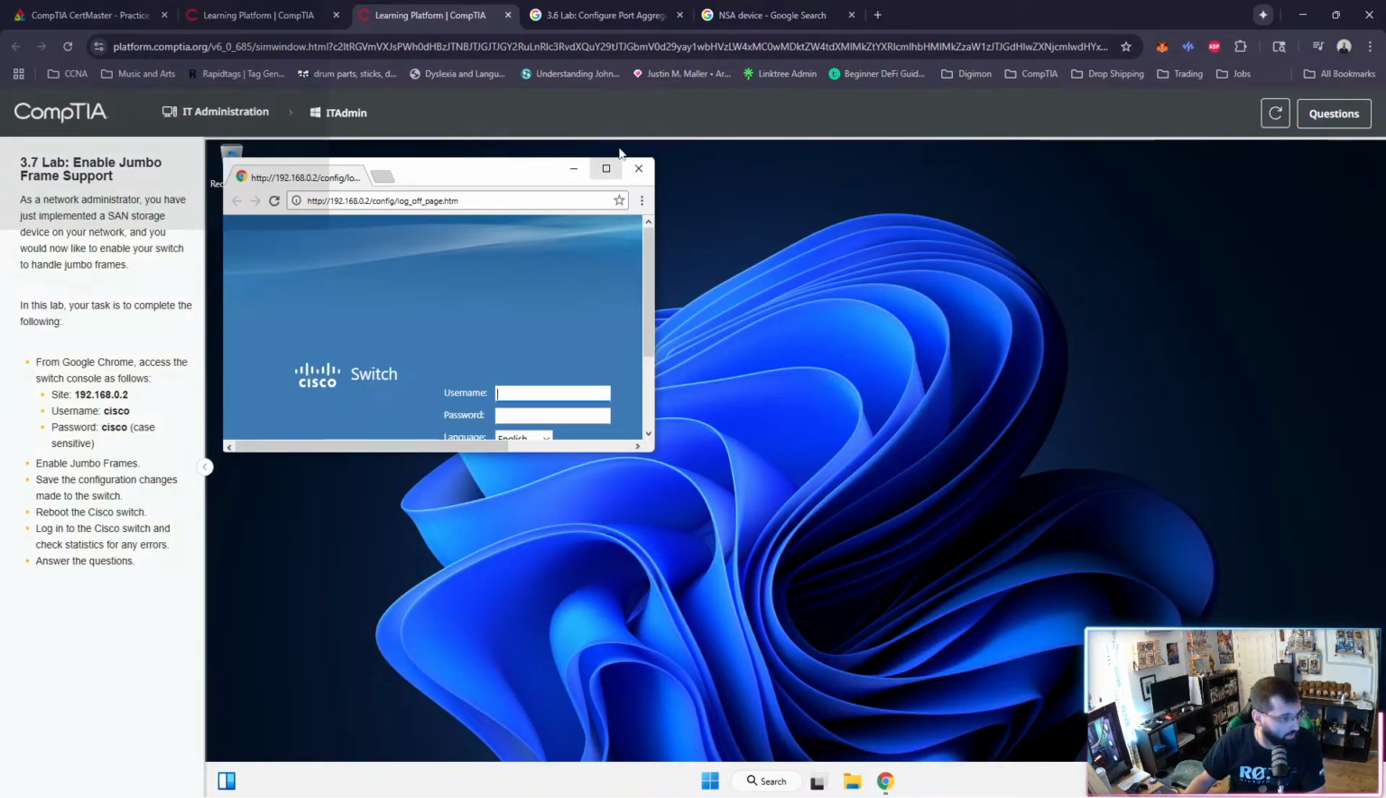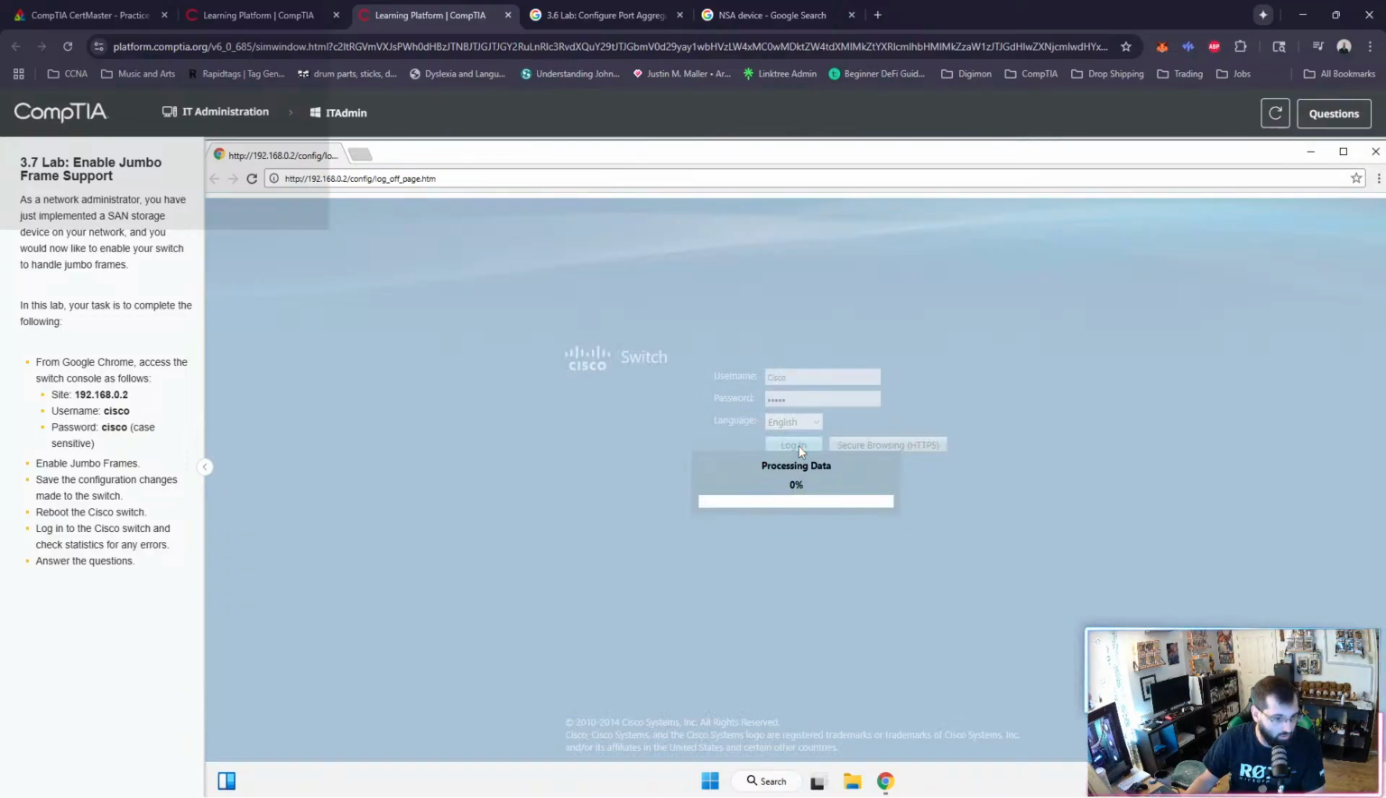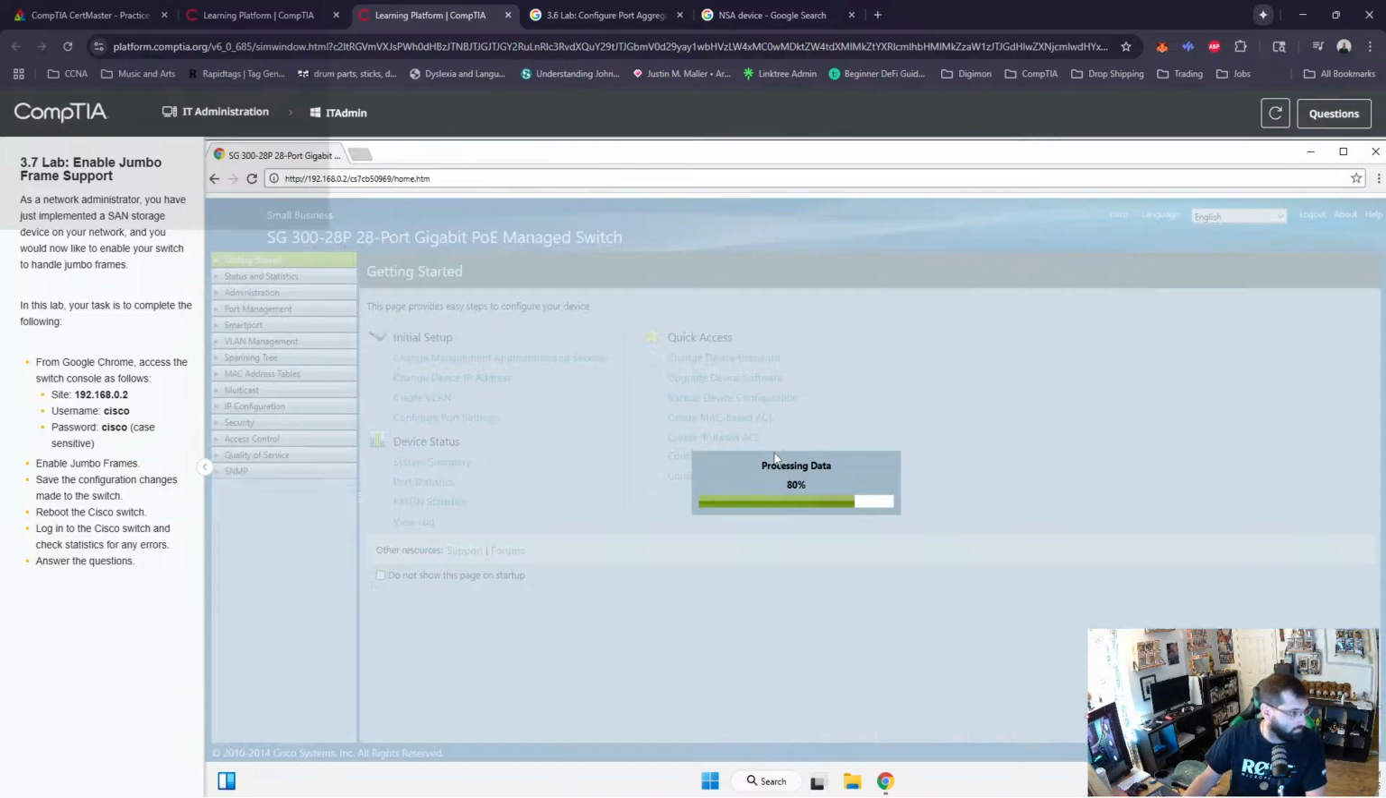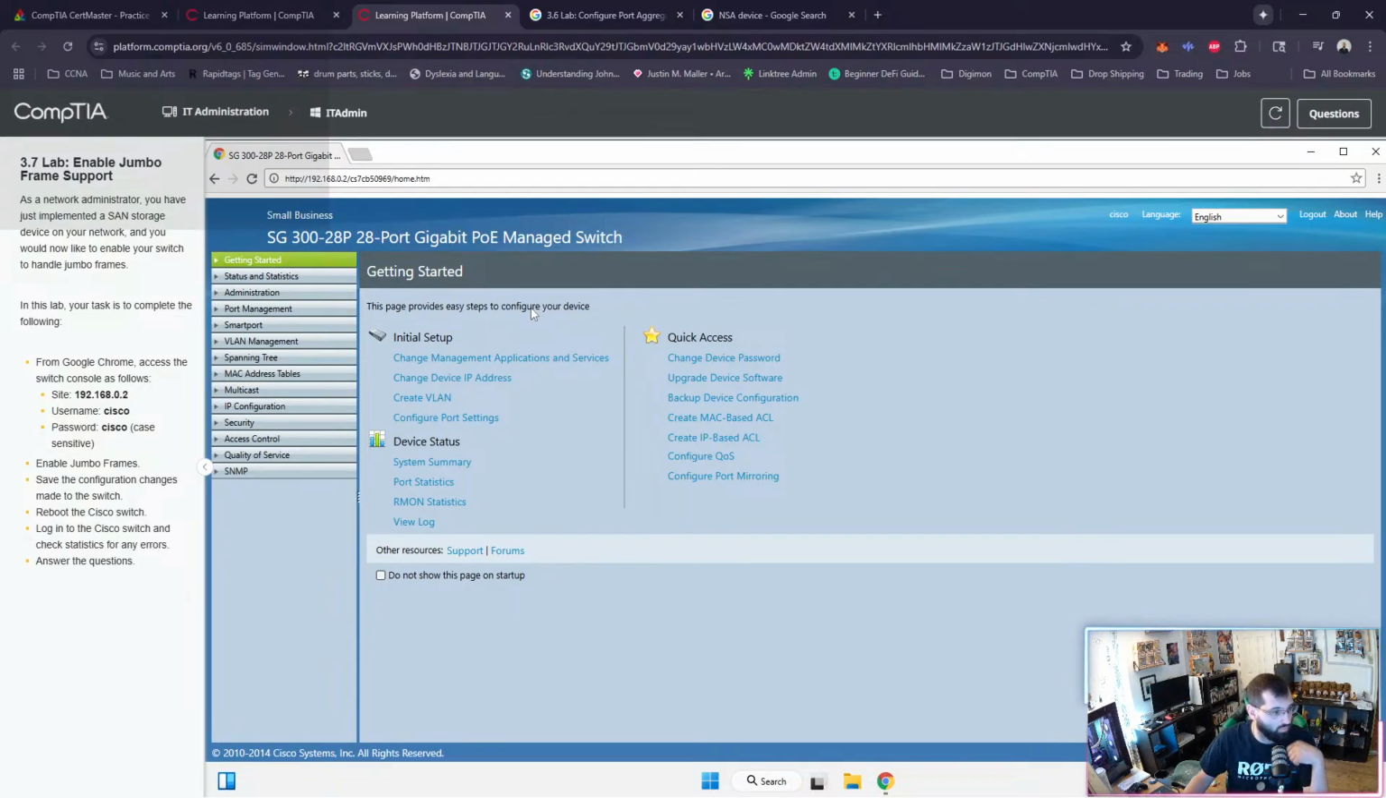Look a little scruffy. Okay, Google Chrome access, switch console as follows. Site is this, username is Cisco, password is Cisco, and log in. So then we need to enable jumbo frames.